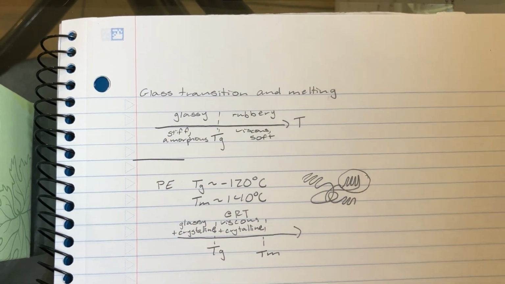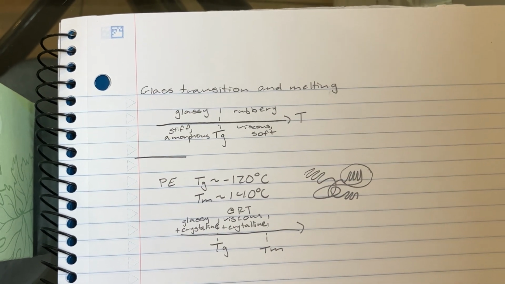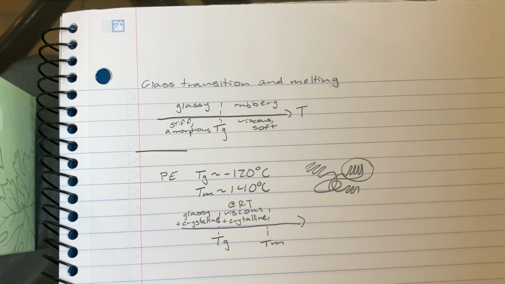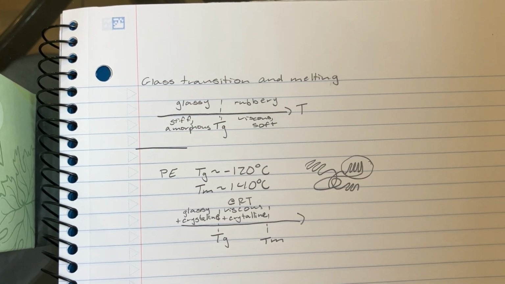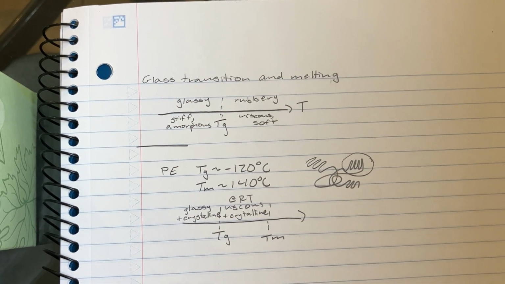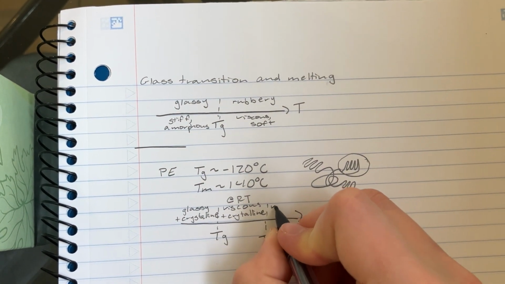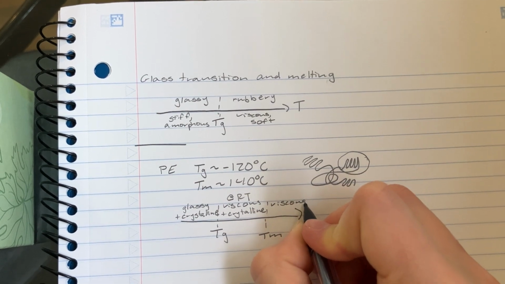And so the amorphous part of the polymer is liquid, while the crystalline part of the polymer is still solid, which gives it a lot of very interesting properties. And now above the melting temperature, the crystalline part becomes liquid, so the whole polymer is now viscous and liquid.